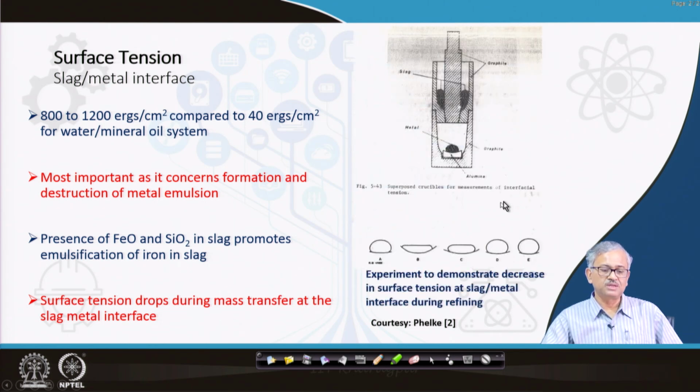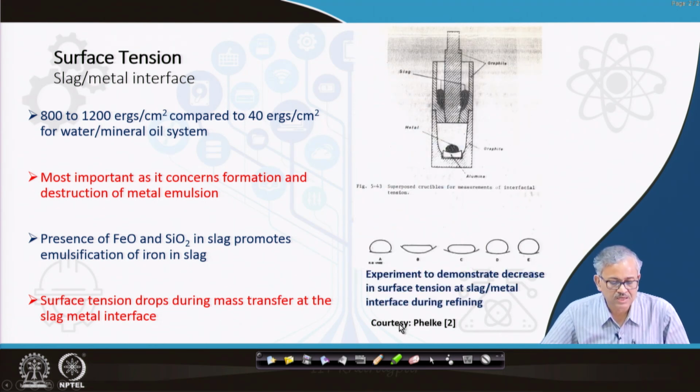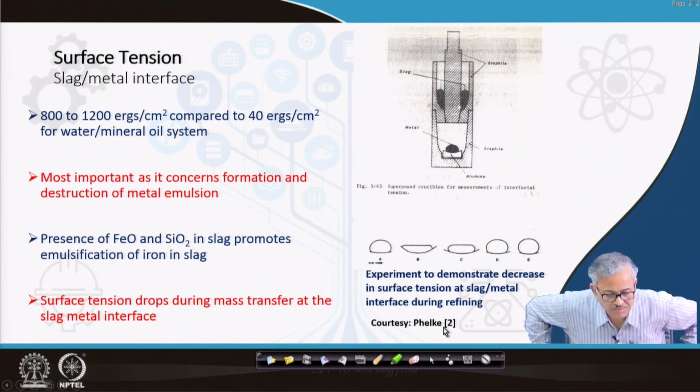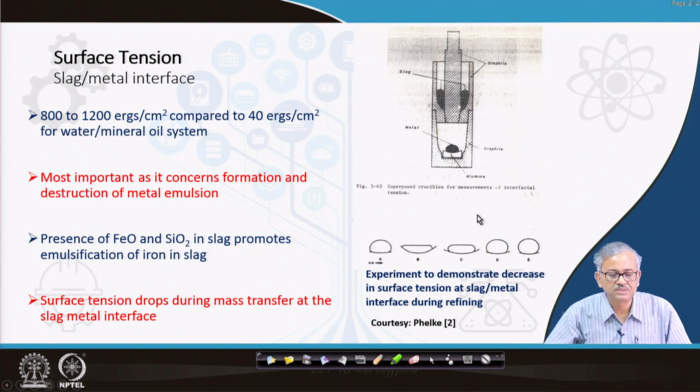An experiment has been done here. You can see it has been taken from the book edited by Fruehan, that is Blast Furnace and BOF steelmaking. It is a collection of several papers, and I have given the reference. The experiment is that you have taken the metal in an alumina crucible, you have a metal here, and then this is the slag, and then there is the graphite, which is basically a float.